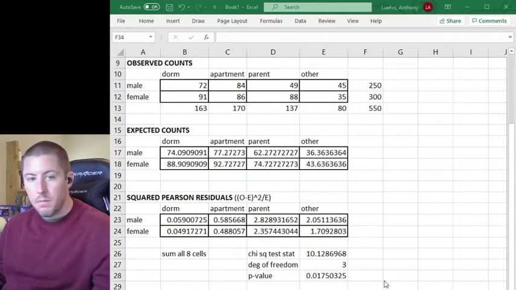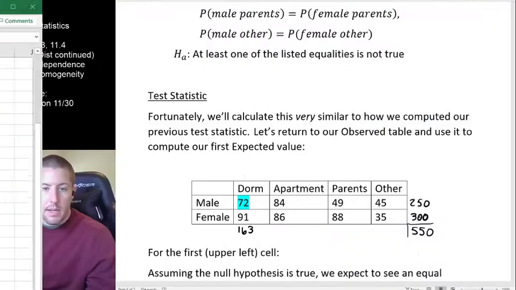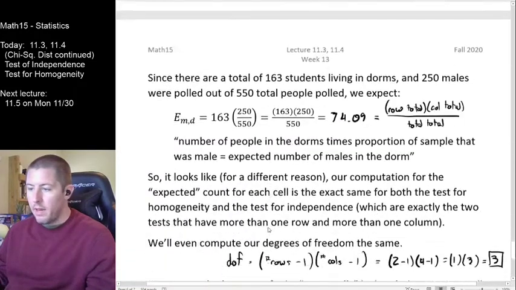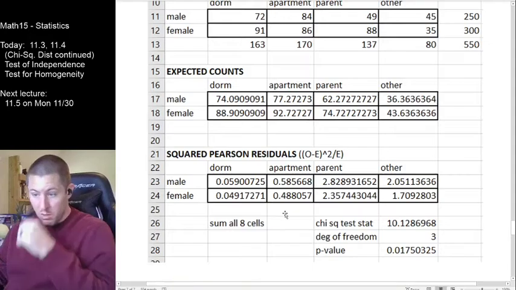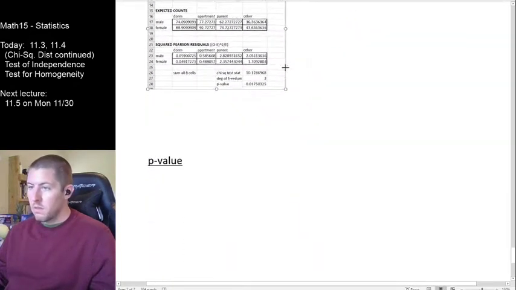All right. Copy that, bring it back into Word. Here we are. All right. So we just did all this.